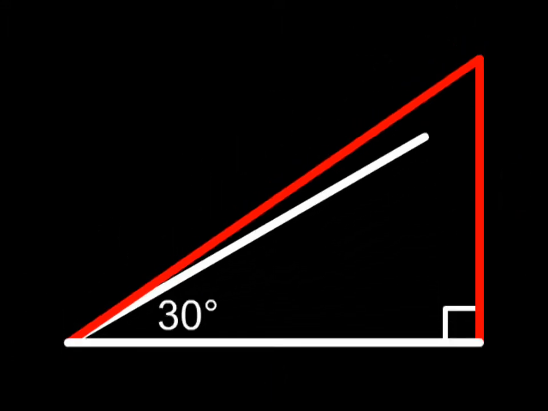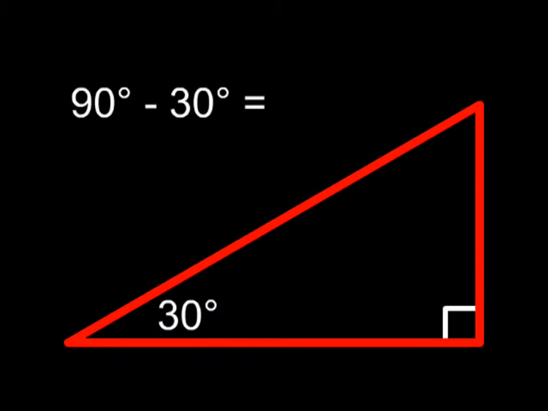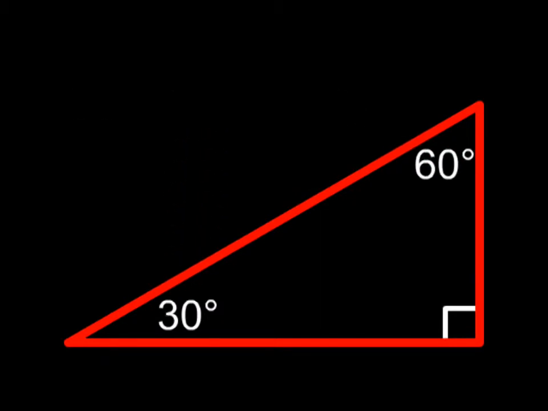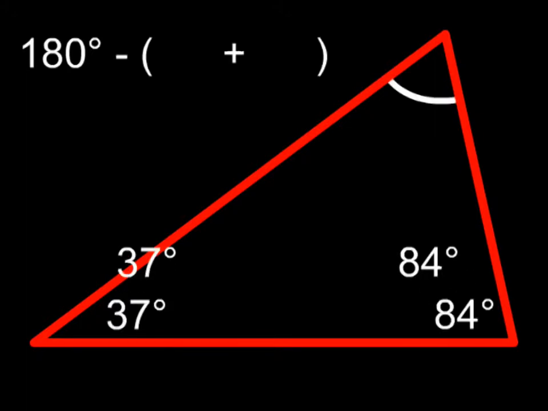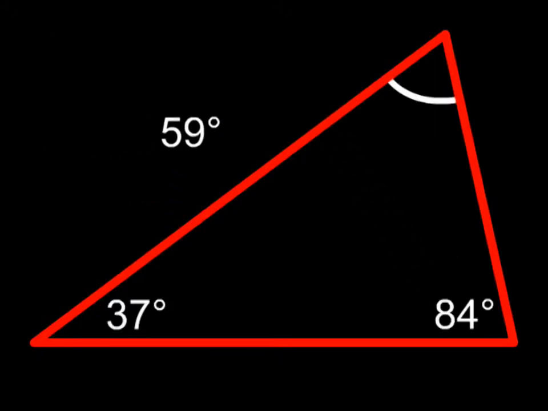If the measure of one acute angle is 30 degrees, the other will be 60 degrees, hence the name 30-60-90 triangle. Since angles in any triangle always add up to 180 degrees, if the measure of two angles is known, the third can be calculated using simple subtraction.